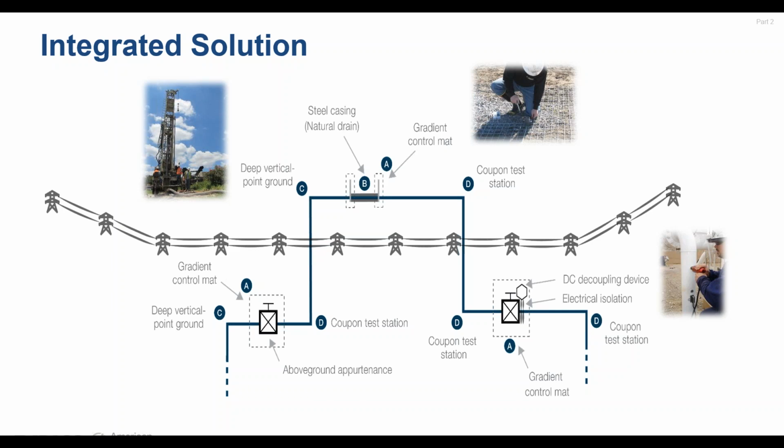Another coupon test station, and then as we change from horizontal to vertical, we go finally to another coupon test station, and then the block valve that you see at the bottom right of our diagram, you see an insulated flange there. So you see us employing a DC decoupling device there to protect the electrical isolation device, and then finally a final coupon test station as we make that last change.